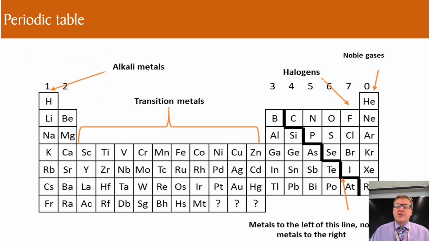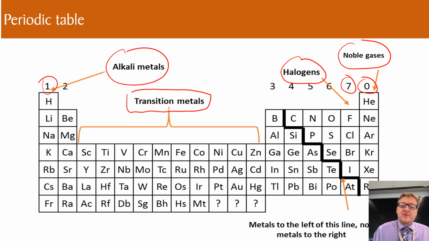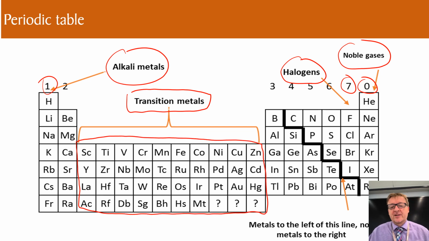Okay, the periodic table. You might get asked about the names of some of the groups. Alkali metals is group 1. Halogens is group 7. The noble gases is group 0. And then there is another group that I just mentioned previously, which is the transition metals, which is this group here. That is the transition metal group.